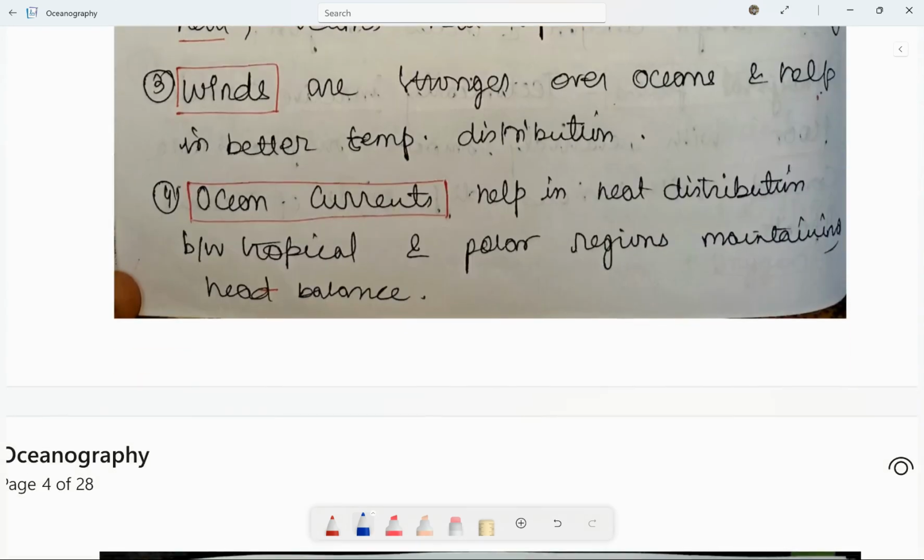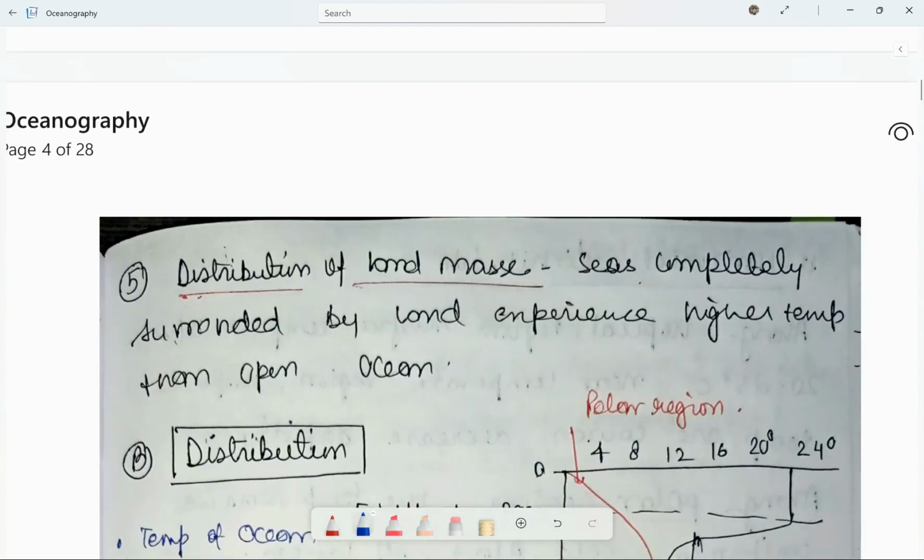Next come ocean currents. We are going to learn about the ocean currents, but for the purpose of maintaining the temperature of the oceans, oceanic currents play an important role. They help in the heat distribution between the tropical and the polar regions. As we know, the water temperature at the polar regions is very cold, going up to minus. So in order to have that heat balance, there is a heat distribution through ocean currents.